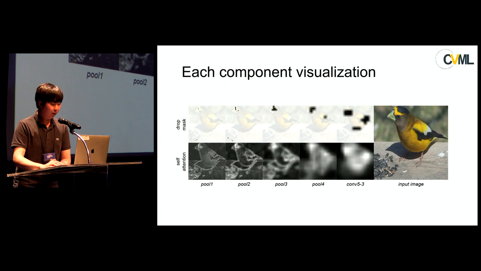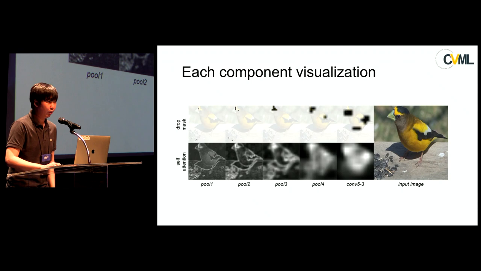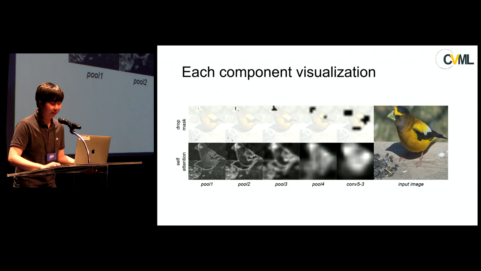We visualize the drop mask and the self-attention map at each layer of the VGG network. At all layers, the self-attention maps include general features, while the class-specific features are included in the self-attention maps at higher level layers. The drop mask also erases the most discriminative part more effectively at higher level layers.